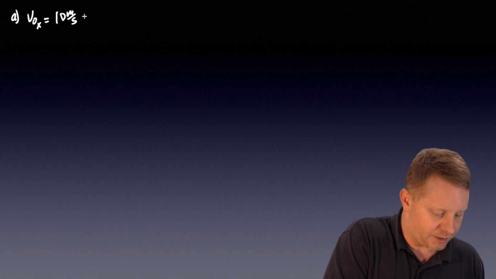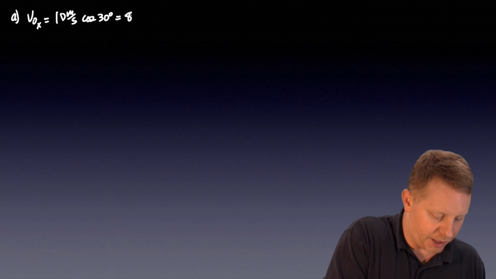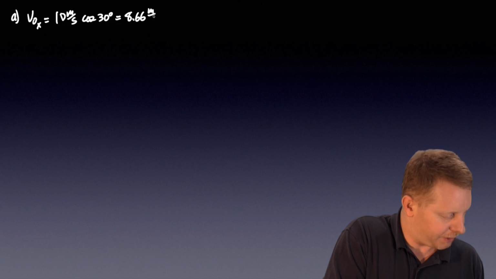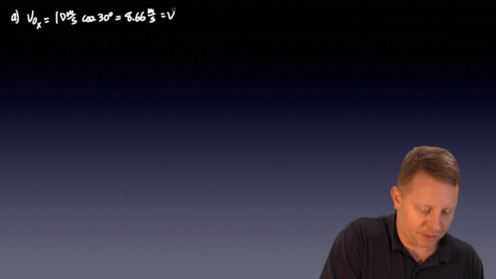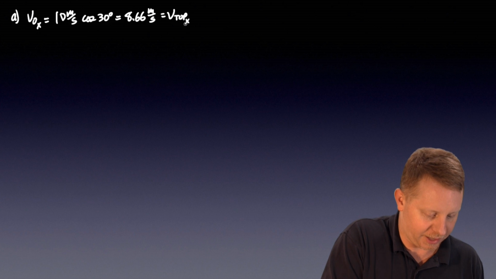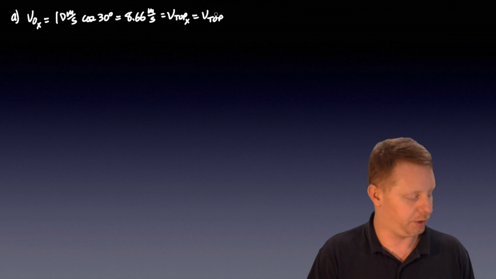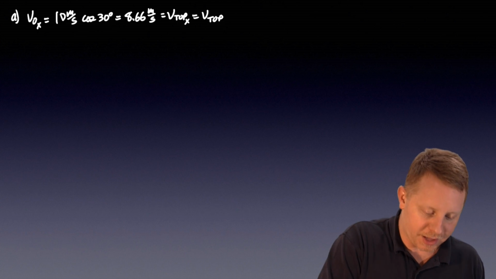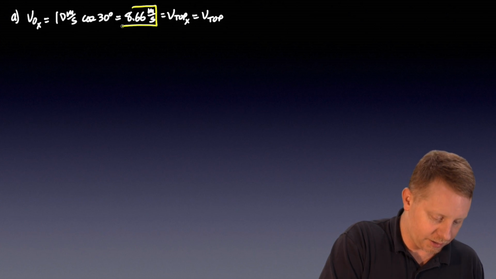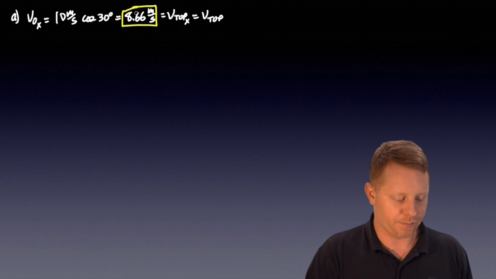Therefore, v initial in the x direction is just going to be our initial velocity, 10 meters per second, times the cosine of the angle it's launched at, 30 degrees, or 8.66 meters per second, which is the velocity at the top of its path in the x direction, which is also just the velocity at the top because there's no y component of velocity there. So 8.66 meters per second would be the answer to A.